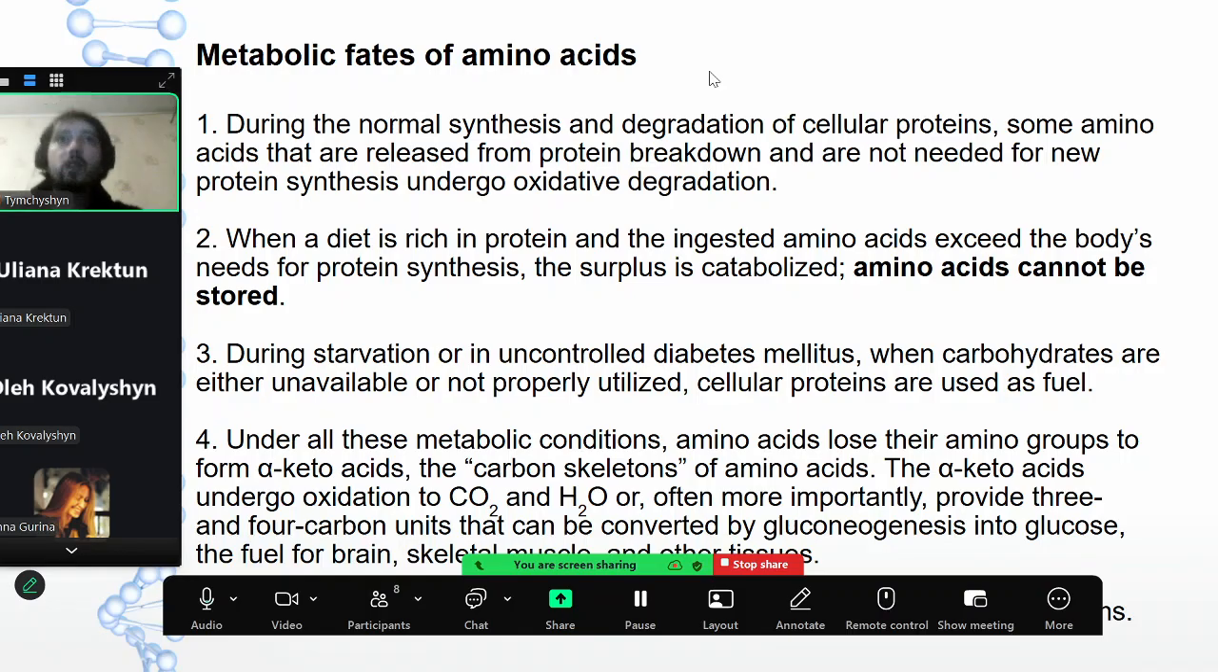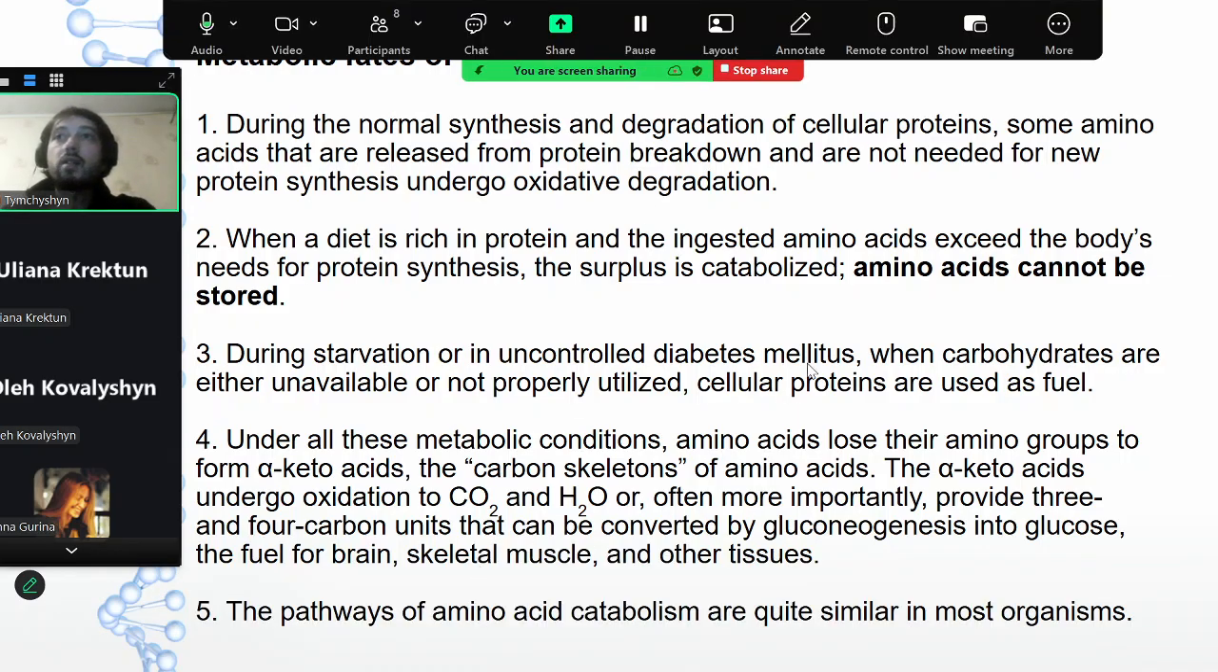During the normal synthesis and degradation of cellular proteins, some amino acids that are released from protein breakdown and are not needed for new protein synthesis may undergo oxidative degradation. Or when a diet is rich in protein and ingested amino acids exceed the body's needs for protein synthesis, the surplus is catabolized. Please note, we cannot store amino acids.